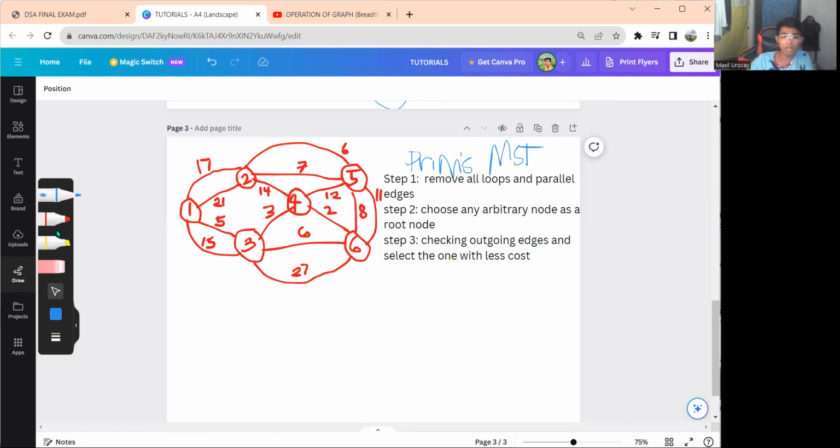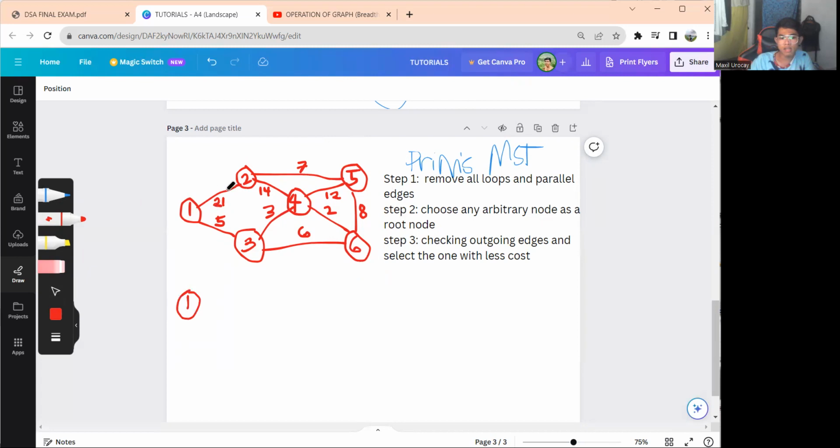So in this particular thing, you remove the loops, the same thing. So that's simple. Remove all the loops. Then after, choose any arbitrary node. So you choose either 1, 2, 4, 5, 3, and 6. So much better you'll start from 1. Suppose we are starting from 1.